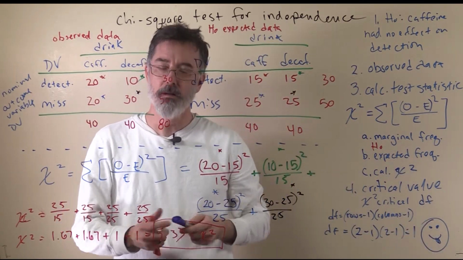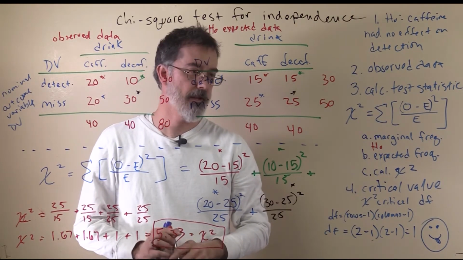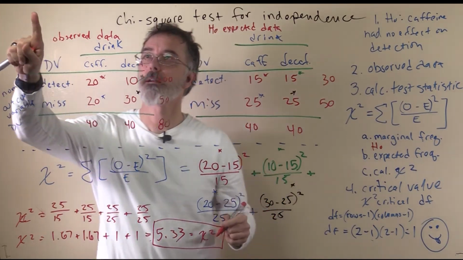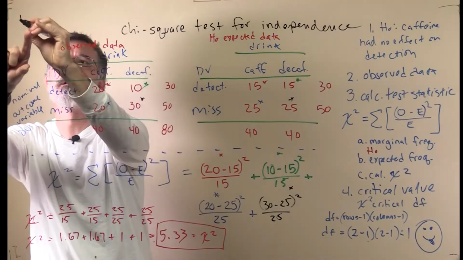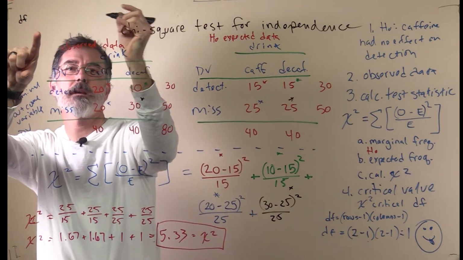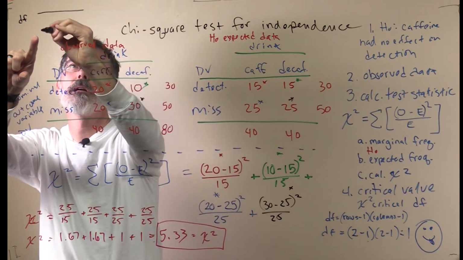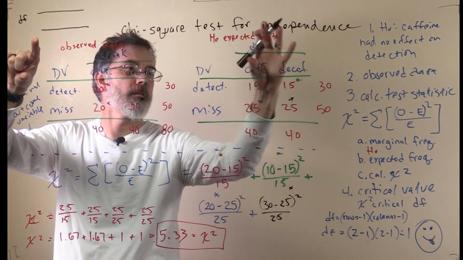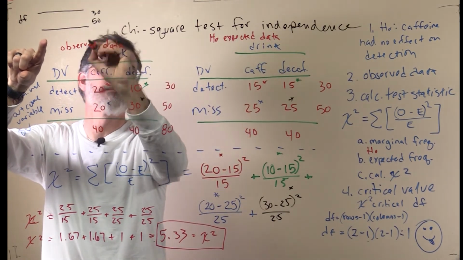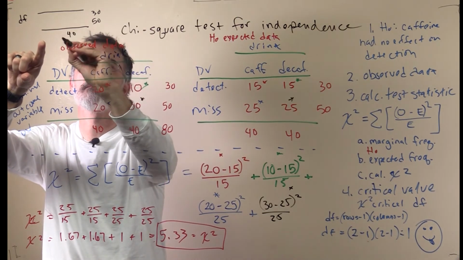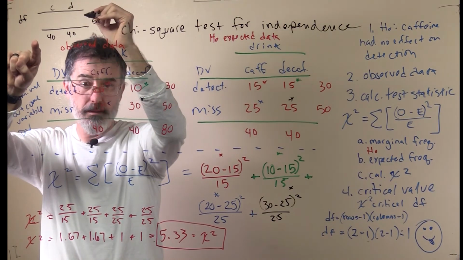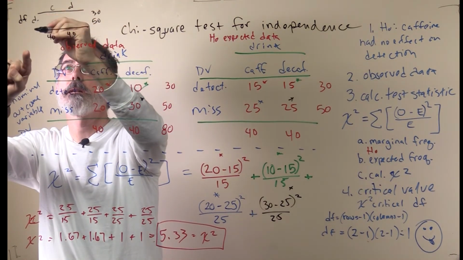There's also maybe a more intuitive way to understand these degrees of freedom. And I'm going to try to write it out here. But the way degrees of freedom work for chi-square tests is you start off like you did over here with your marginal frequencies. We got our caffeine, our decaf, our detect, and our miss.